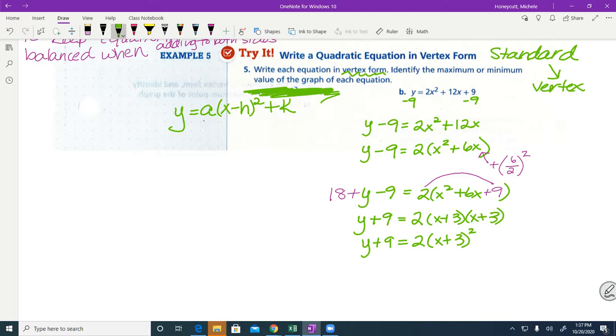So I'm almost there. I have the plus 9 on the left side. I need it on the right side. So I'll subtract 9 on both sides. So y equals 2 times x plus 3 squared, then minus 9. So this is my vertex form.